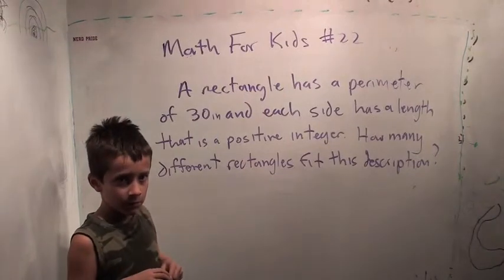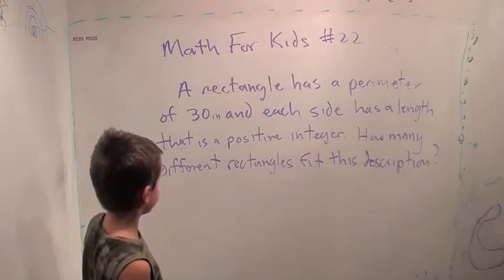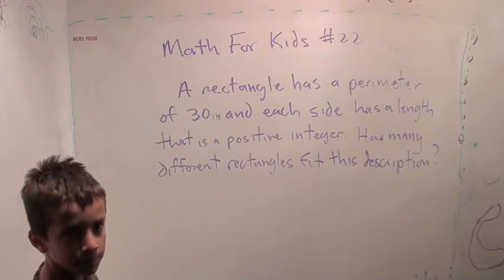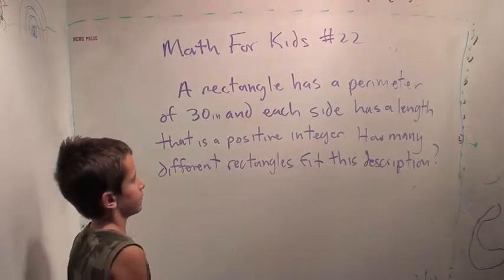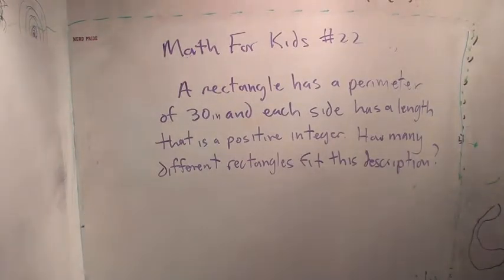Okay, you ready for problem number 1? Yeah. A rectangle has a perimeter of 30 inches, and each side has a length that is a positive integer. Positive integer in inches, I mean. How many different rectangles fit this description?